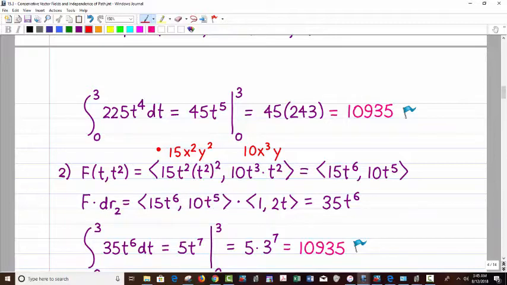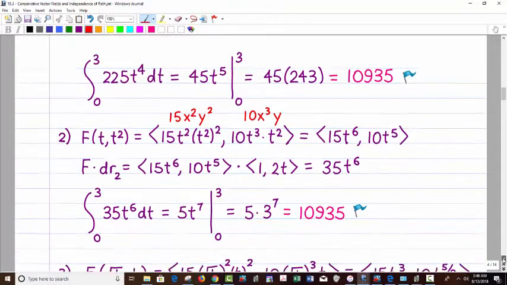And then let's substitute. I'm putting in t for x, and now I'm putting in t squared for y instead of 3t. So you substitute this in there, you get 15t to the 6th, and then you're going to get 10t to the 5th. We're going to dot that with 1 comma 2t, and we'll get 15t to the 6th plus 20t to the 6th. That'll give me 35t to the 6th, which I will also integrate from 0 to 3.